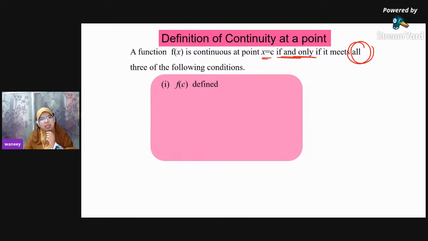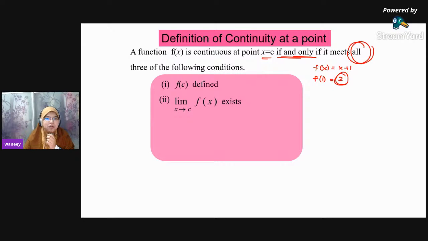The first one, f(c) is defined. So what do we mean by f(c) is defined? That means if you substitute a certain value of c, we do get some value. For example, let's say f(x) is equal to x plus 1, so I can substitute, f(1) equal to 2, so I do get some value. So that means f(c) is defined.